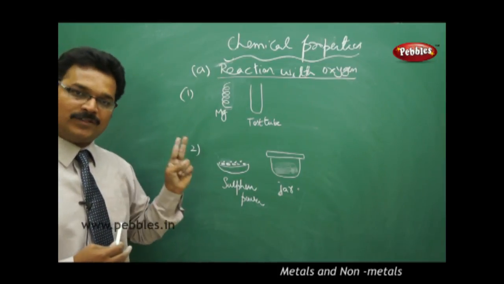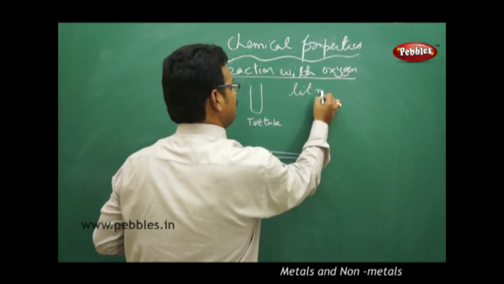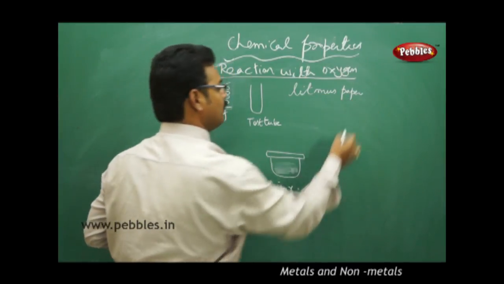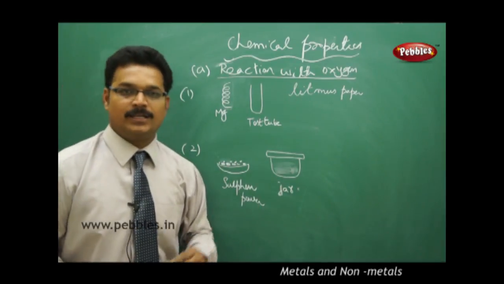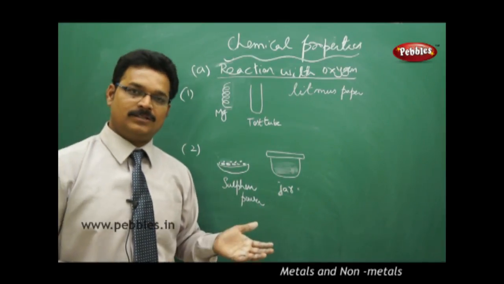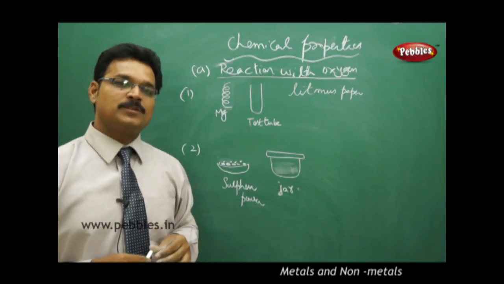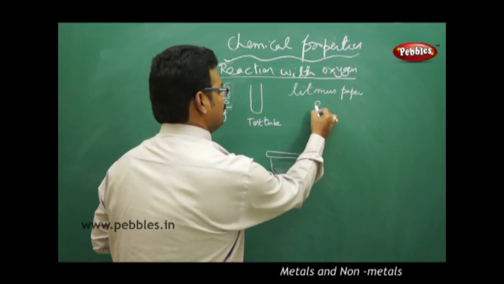Right? Now after that, take litmus paper available in the chemistry laboratory. General litmus paper is used to test whether the given material is acid or basic. Now here, which type of litmus paper do you have to take? You have to take red litmus paper.